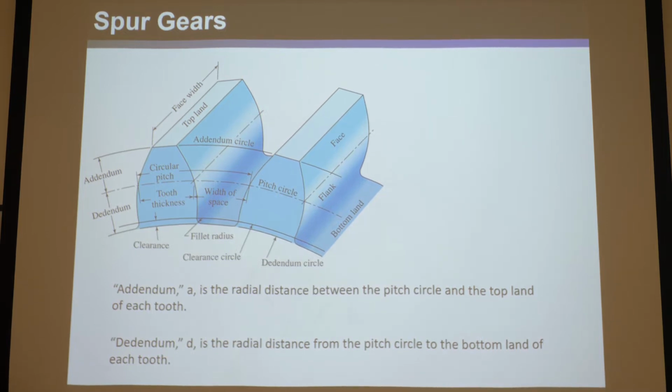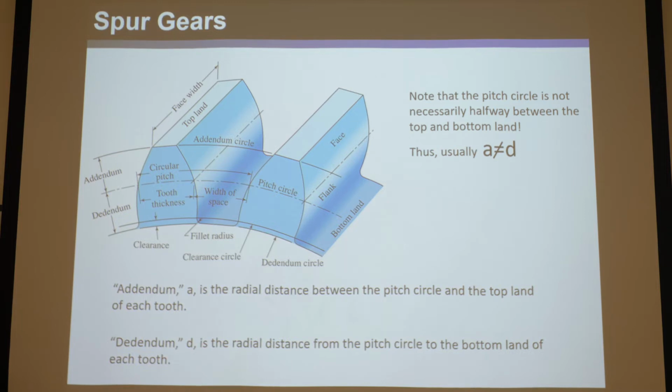A lot of people think addendum and dedendum is the radius or diameter of the addendum and dedendum circle. That's not correct. It's the radial distance from the pitch circle to the addendum or dedendum circle. And note that the pitch circle is not necessarily halfway between the top and bottom land, so A and D don't usually equal each other. It's a little more complicated than that.